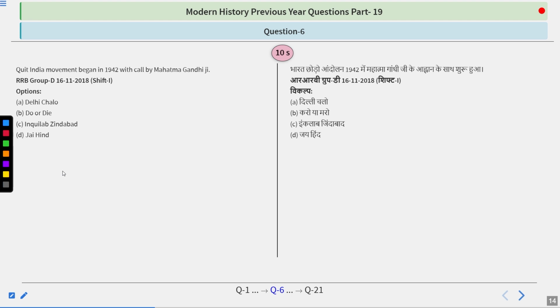Quit India movement began in 1942 with a call by Mahatma Gandhiji. Options are Delhi Chalo, Do or Die, Inqilab Zindabad or Jai Hind. So try to remember which call was given by Mahatma Gandhi during this movement.